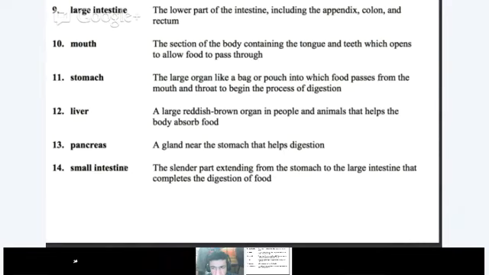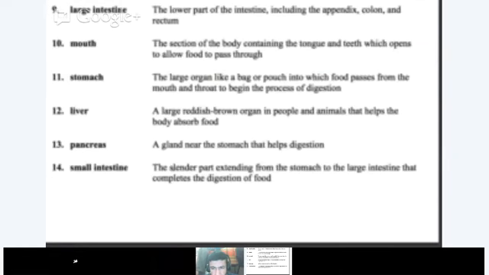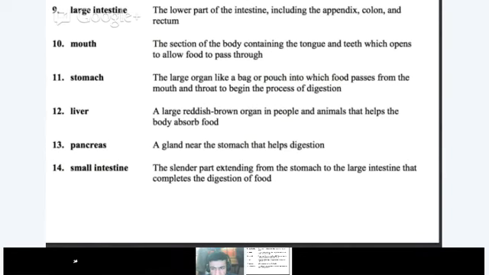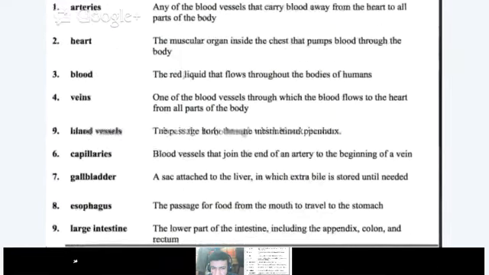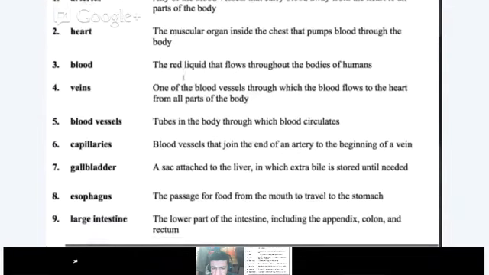And then a small intestine is slender. Everybody knows what slender means, right? Yeah, slender means thin. A thin part extending. Extending means to go from one part to another. So a thin part of the intestines extending from the stomach to the large intestine that completes the digestion of food. So all the food is finished being absorbed in the small intestine, and then you move to the large intestine, and in the large intestine you absorb water. Okay? So that is our description of a couple of parts of the body.